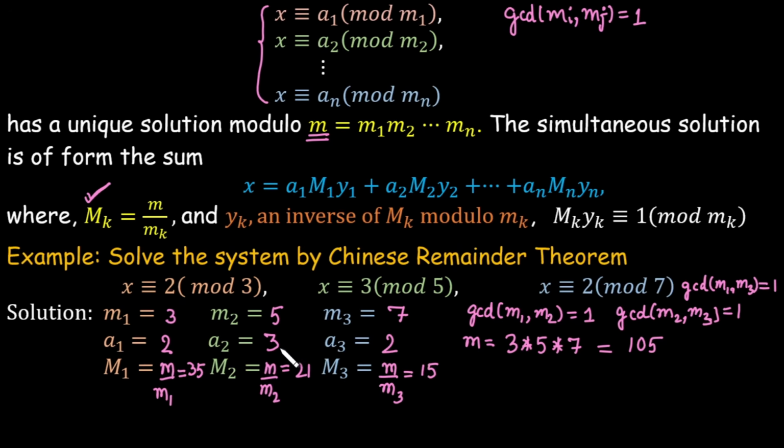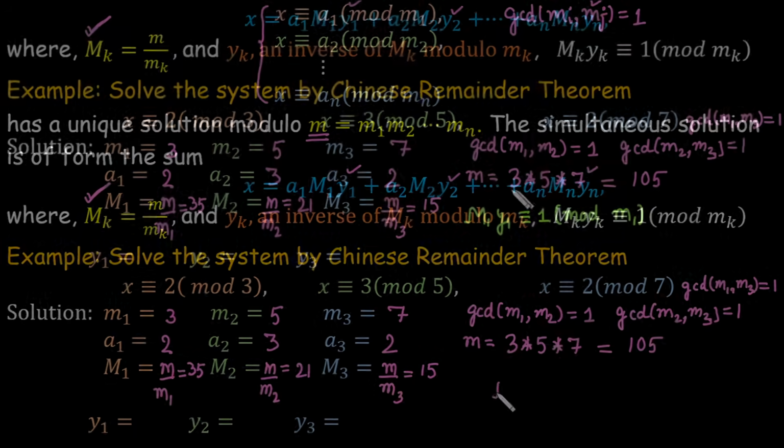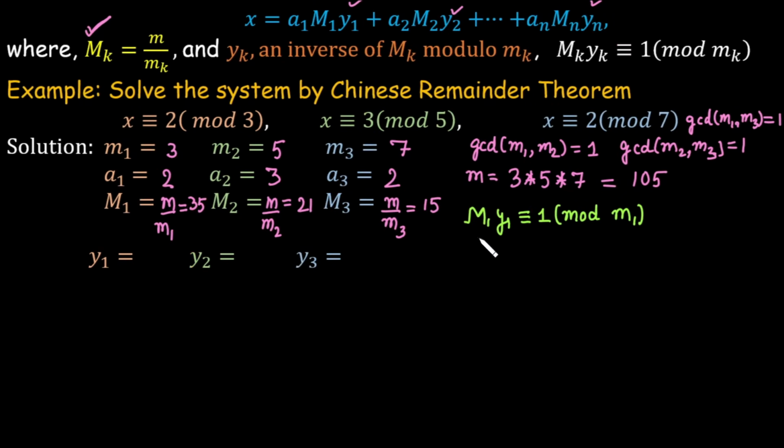After that we have the fourth step, where we need to calculate y1, y2, up to yn. Here we have 3 equations, so we need to calculate 3 yi's, that is y1, y2, y3. For that we will use this condition. As per this condition, the first equation is this, where capital M1 is 35 and m1 is 3. Here we need to find the value of y1, but before finding it, first simplify this large number if you can. Basically we are working with the modulo, and in modulo we are dealing with the remainders.